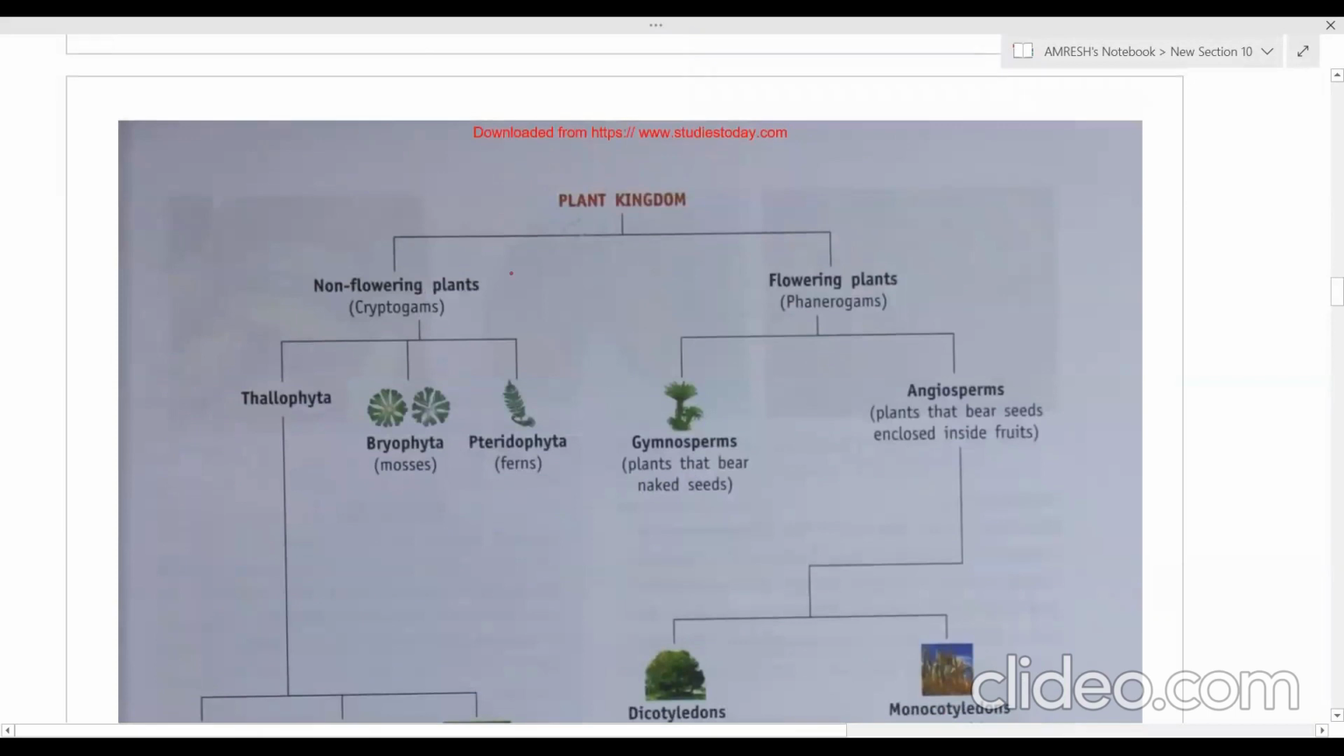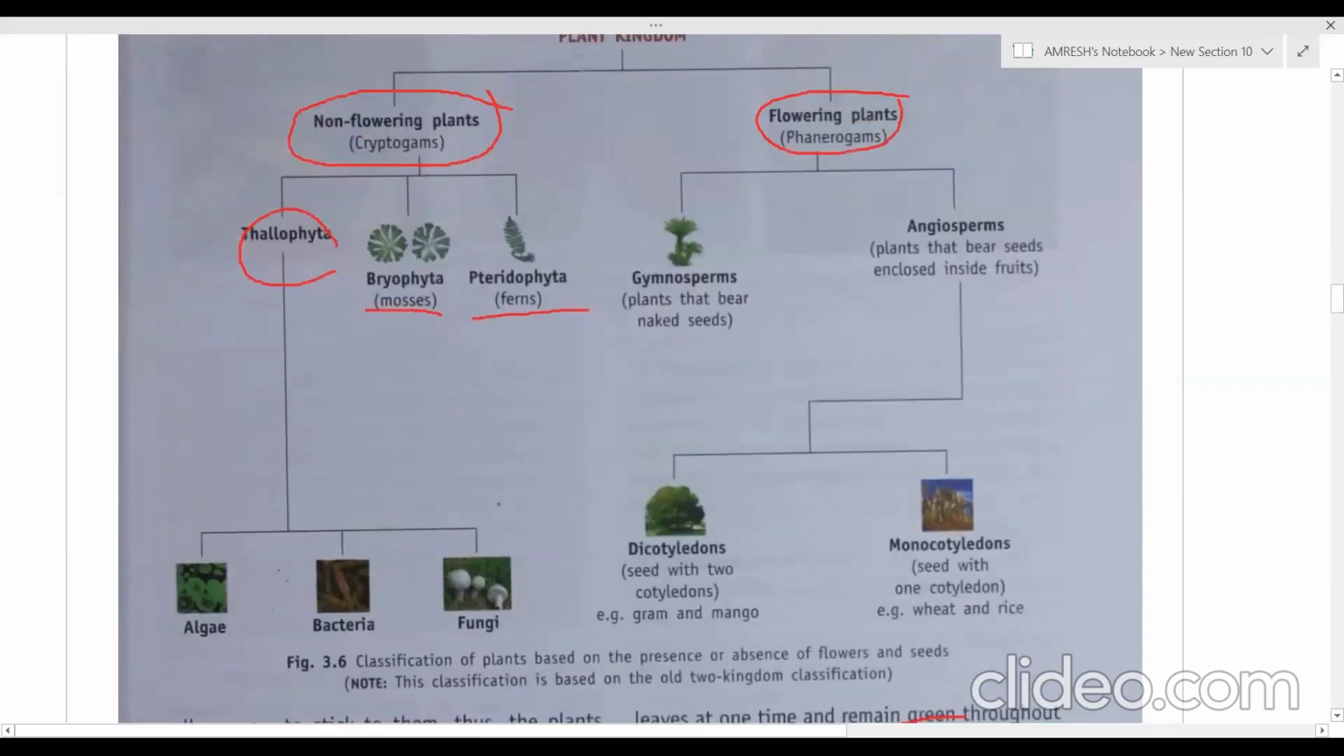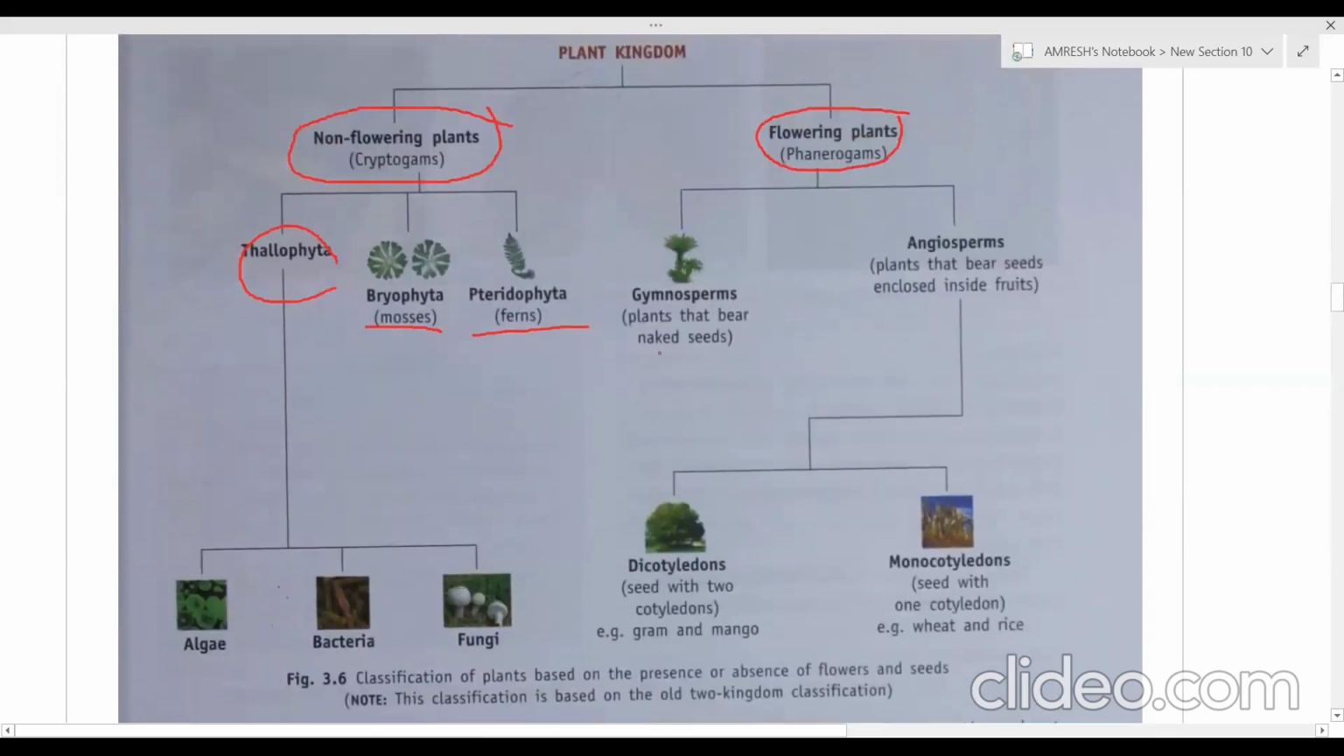In the plant kingdom, there are two kinds: non-flowering plants, cryptogams, and flowering plants, phanerogams. Non-flowering plants are Thallophyta, Bryophyta, and Pteridophyta. Thallophyta include algae, bacteria, and fungi. Gymnosperms are flowering plants, phanerogams, plants that bear naked seeds. Angiosperms are plants that bear seeds enclosed inside the fruit, meaning covered seeds. The angiosperms are divided again into dicotyledons and monocotyledons.